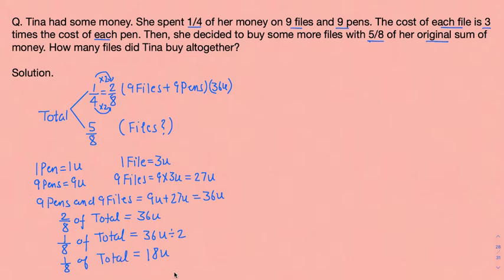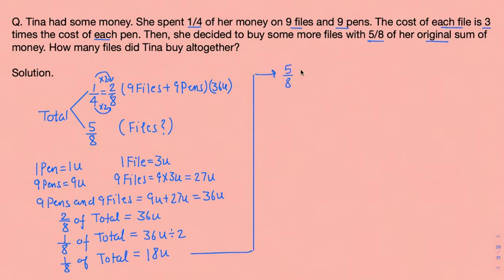You might ask me why I'm doing this. Because I am interested in finding out how many units 5 by 8 of her total money will be. Since I know how much 2 by 8 of the total is, I'm trying to find out how much 1 by 8 of the total money is, which is 18 units. So from here I can easily find how much 5 by 8 of her money will be.